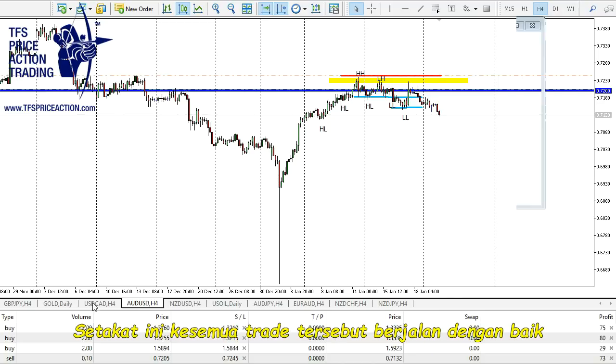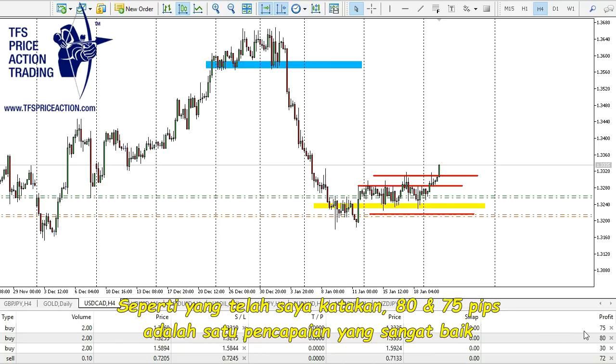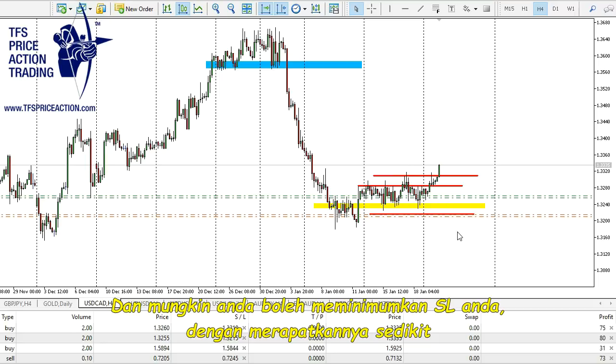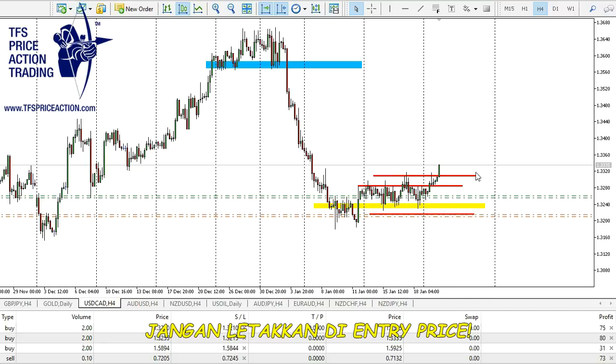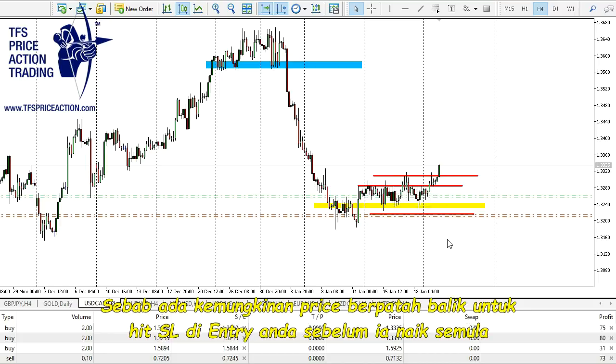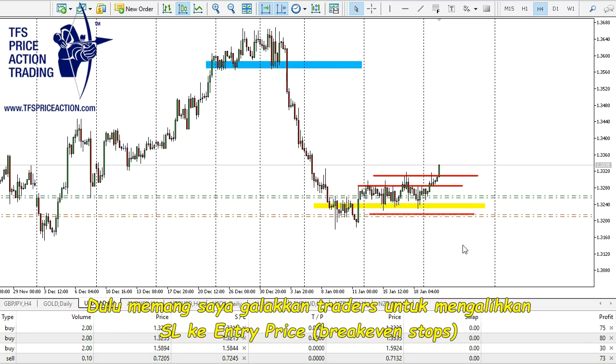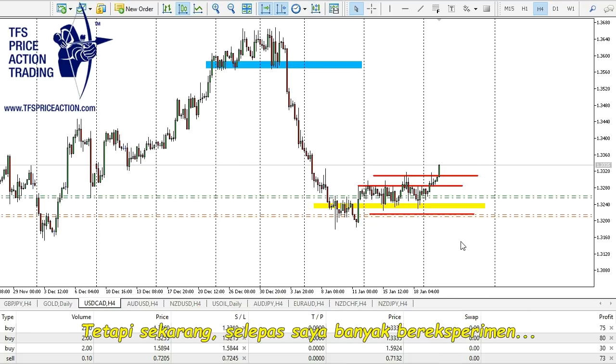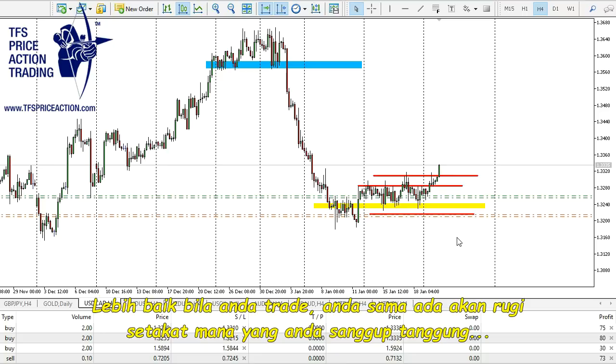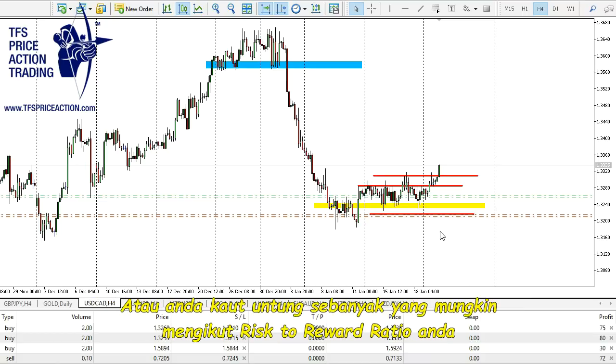So far the trade has been so good. Like I mentioned, 80 and 75 pips is already very good, and maybe you can minimize your stop losses, move them a bit closer. Don't put it at your entry level because there might be a tendency that it goes back to hit your entry level before it goes back out. Last time I used to encourage people to do a break-even stop, but nowadays after I experiment a lot, it's best that when you enter the market, you either lose the portion that you are willing to risk, or you make as much as possible according to your risk to reward ratio.